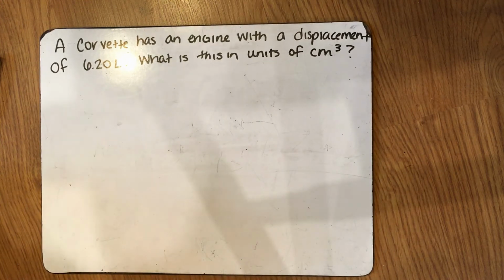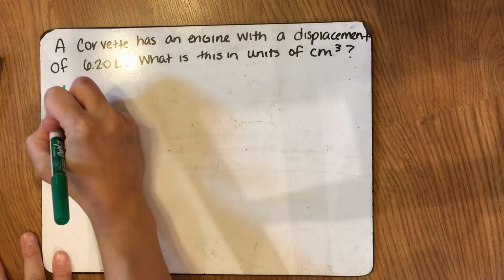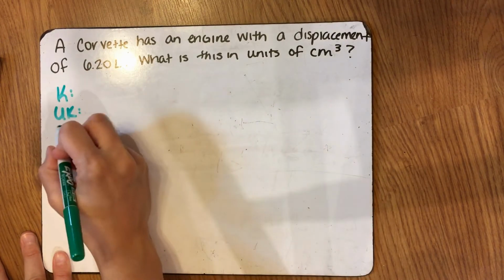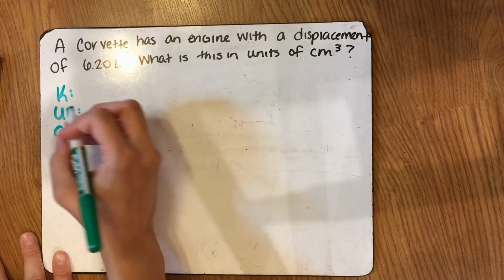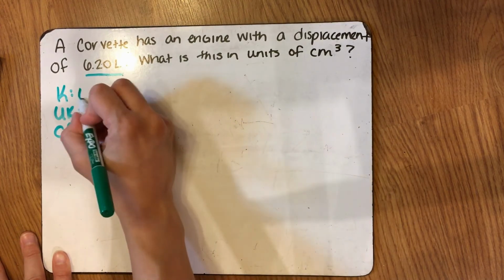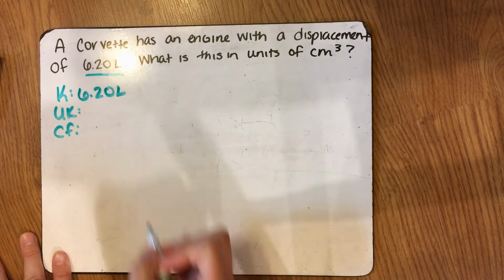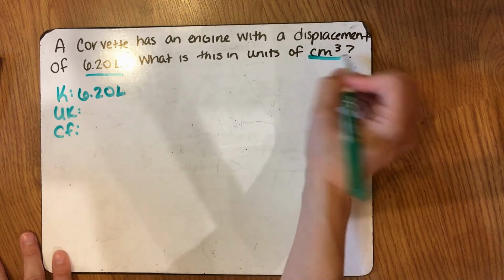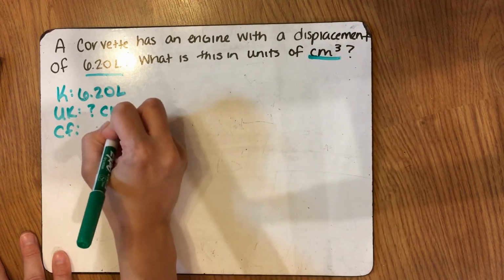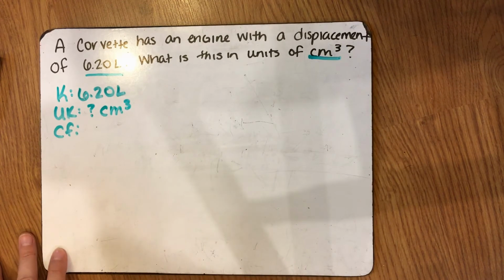Okay, so this example will use just metric units. A Corvette has an engine with a displacement of 6.20 liters. What is this in units of centimeters cubed? So again, we start out by writing our known, our unknown, and our conversion factors. In this case, our known is 6.20 liters. Our unknown is centimeters cubed.